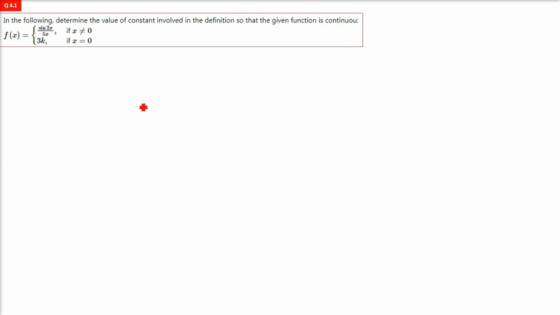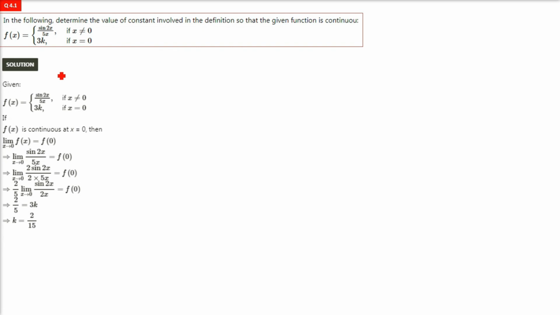Okay, next is, in the following, determine the value of the constant involved in the definition so that the given function is continuous. As per the definition, sine theta is continuous, 5x is a polynomial function and is continuous, and 3k is a constant, k is some constant. So we'll just apply the limit x tends to 0 for sin 2x by 5x and we'll equate it with the value of the function at 0.